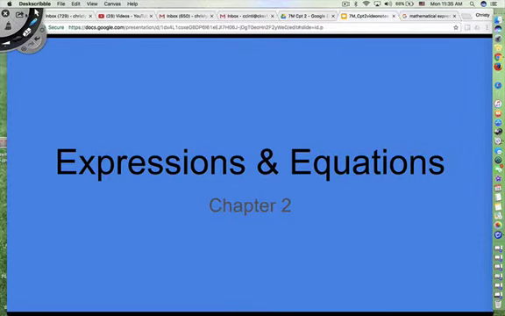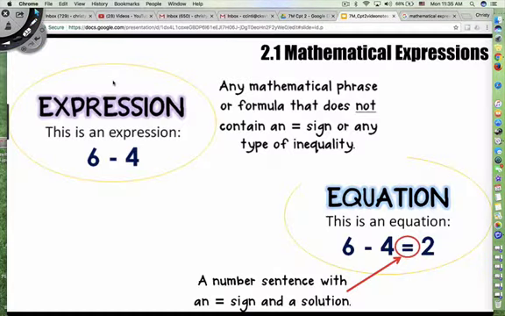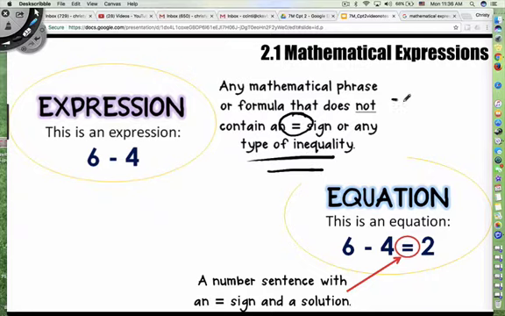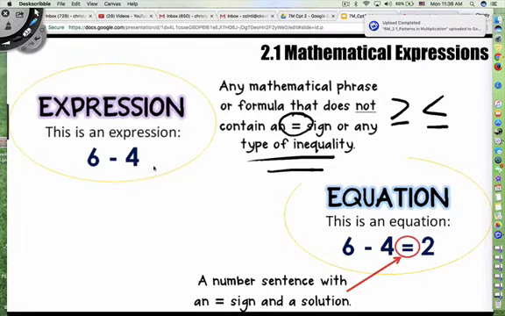So, moving right along. Section 2.1 is known as mathematical expressions, okay? The difference between an expression and an equation is what we're looking at right now. An expression is 6 minus 4. Any mathematical phrase or formula that does not contain that equal sign, okay, that's the key. No equals sign, and we're good. No equal sign or any type of inequality. So none of this, none of this, none of this, none of this, okay? So that is what we're looking at right now.